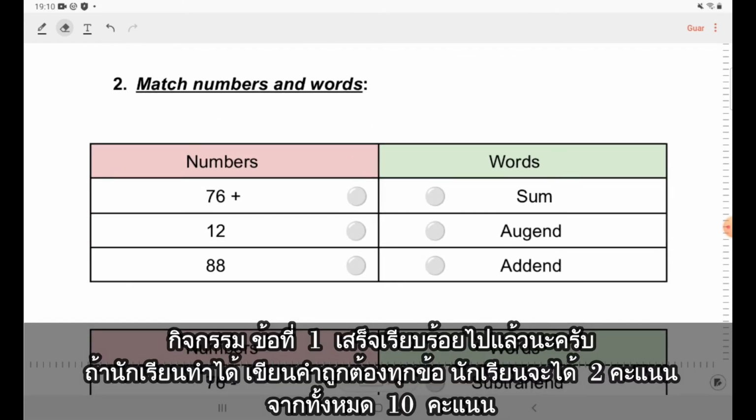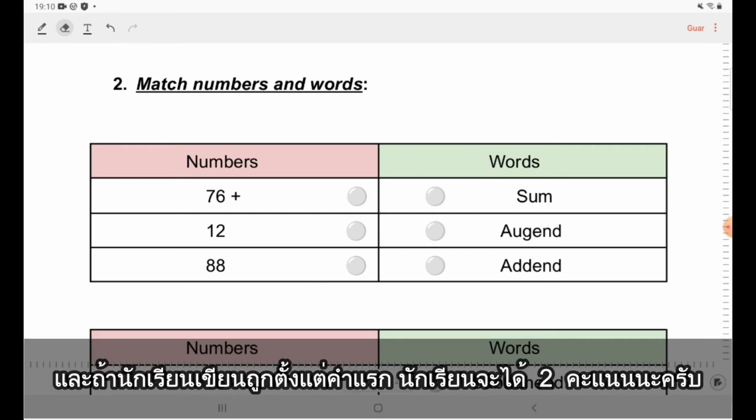So exercise number 1 is already finished. If you got that exercise all right, all the words right, you have automatically 2 points out of 10. Okay, the whole test is going to give you 10 points, and if you got the first exercise right, you will get 2 points already.